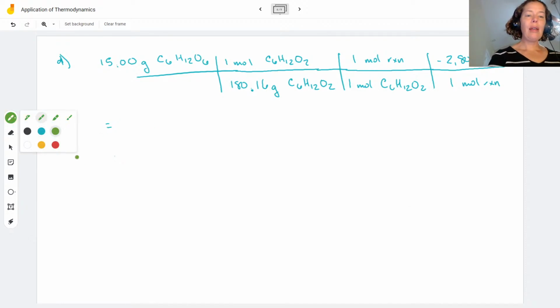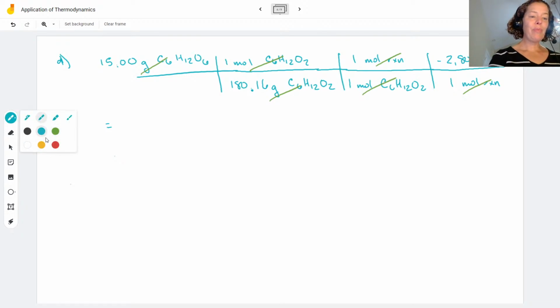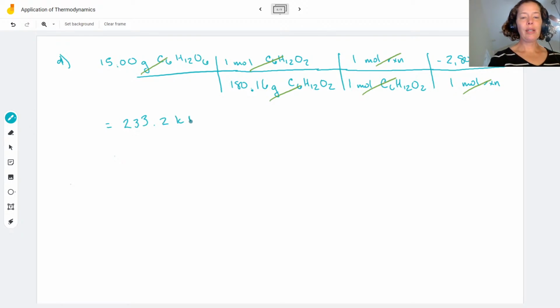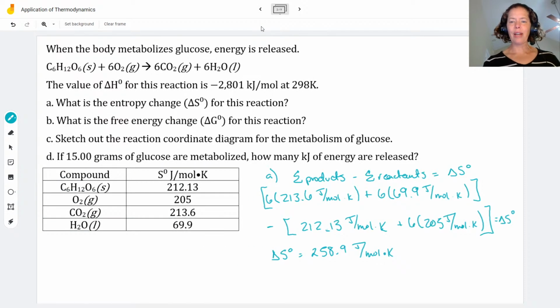All right, so let me just show here how my units are canceling, because what I'm looking to calculate is how much energy, and that means either joules or kilojoules. In this case, it is going to give me kilojoules. So now I just am putting this in my calculator and letting it give me my answer. So my final answer is 233.2 kilojoules. And I think the problem specified, yes, kilojoules.